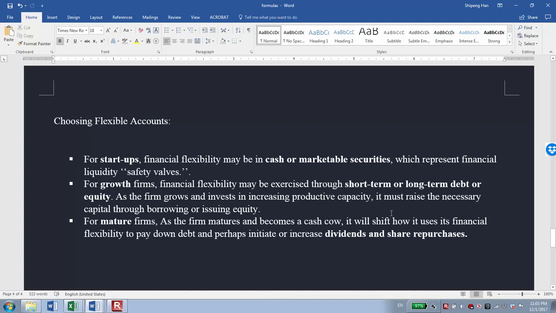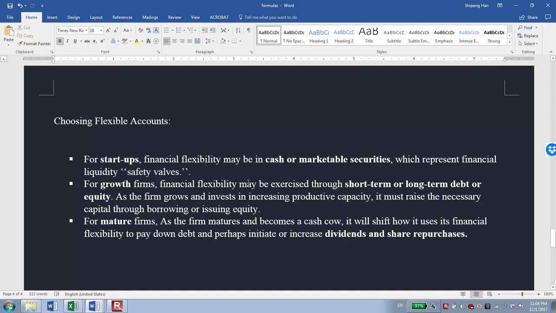Because growth companies build up their reputation, they generate profits and positive operating cash flow, so they can borrow money, okay? Because the lenders or the banks now believe these companies can pay their principal and interest. For a mature company, usually we use dividends or share repurchase accounts, for example, treasury stock, as flexible accounts, because these mature companies pay lots of dividends or repurchase lots of shares, right? So there are a lot of changes for these mature firms.